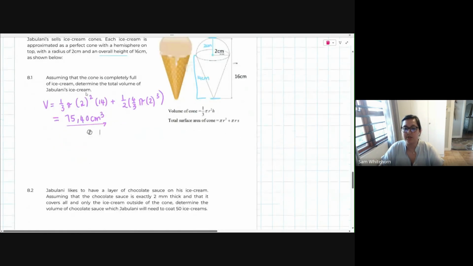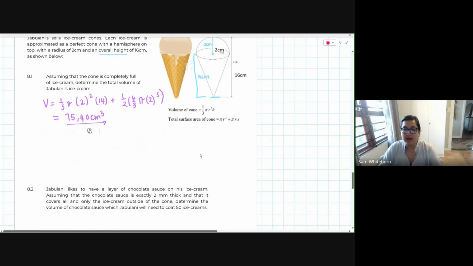Right, it then says in 8.2, Jabulani likes to have a layer of ice cream sauce on his ice cream. Assuming that the chocolate sauce is exactly 2 centimeters thick, not 2 centimeters, 2 millimeters thick, and that it covers all and only the ice cream on the outside of the cone, determine the volume of chocolate sauce which Jabulani will need to coat 50 ice creams.